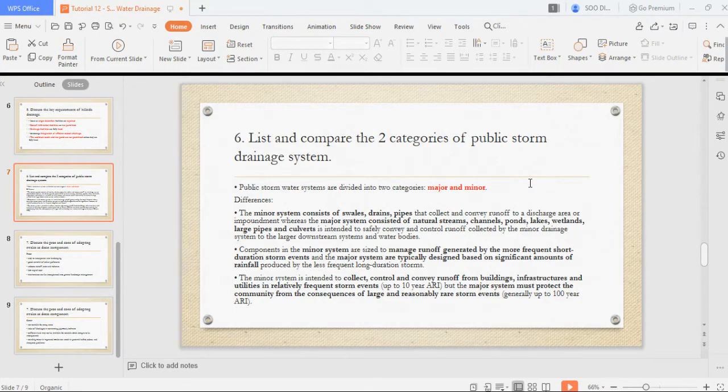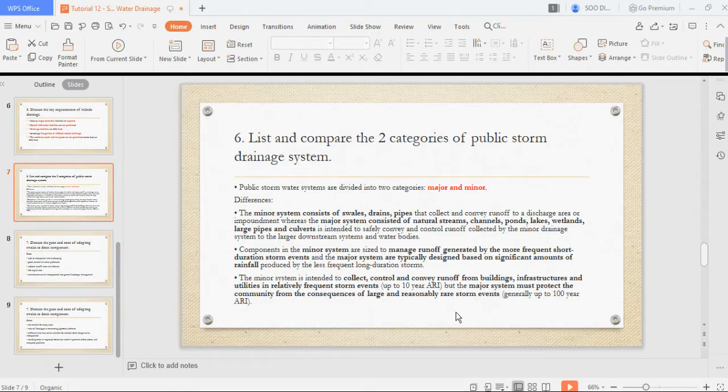And then when you go towards a major system, this is more towards a natural stream, a channel, a pond, a lake, a wetland, a large pipe, or covered. So minor is for the situation where the runoff isn't very high, and for the major system, it will be for very high runoff. It means a very high quantity of water that needs to be allowed to flow through.